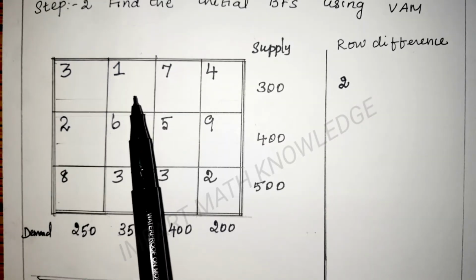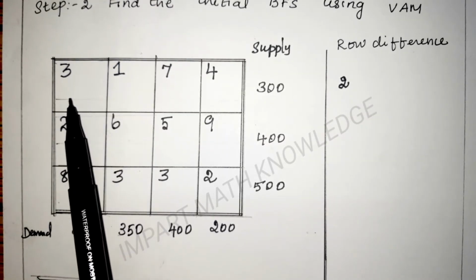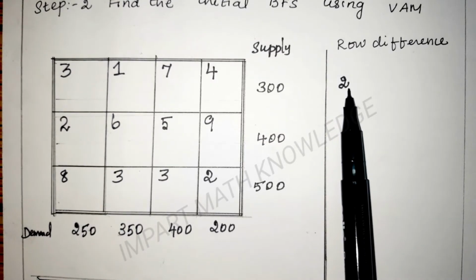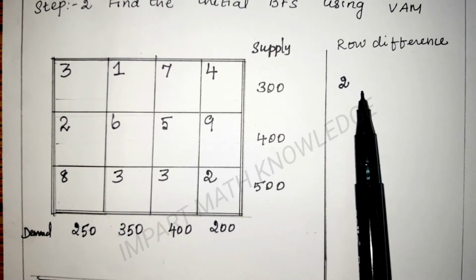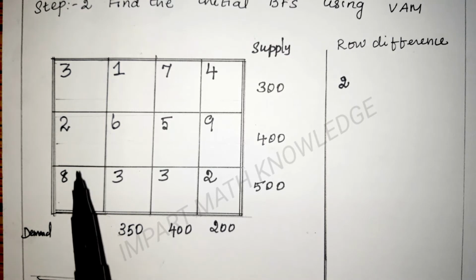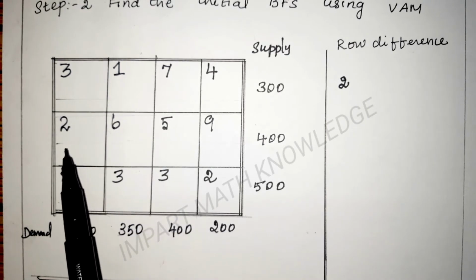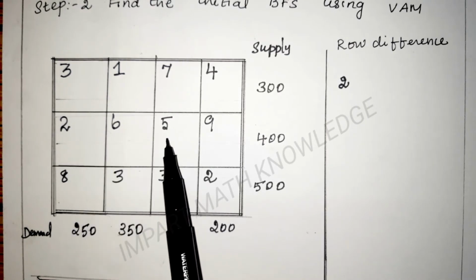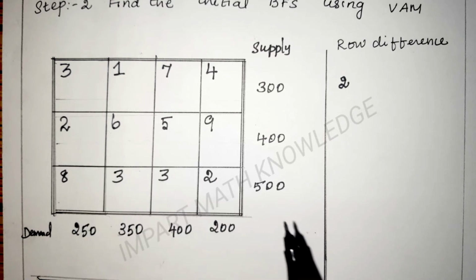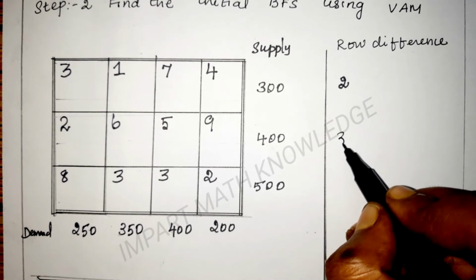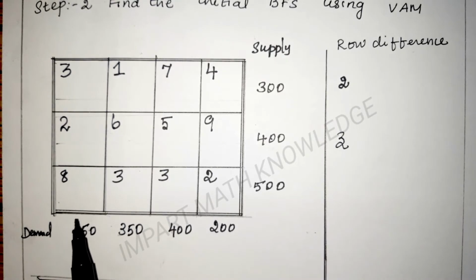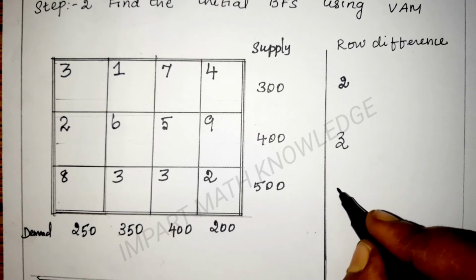The first row, the least number is 1 and the next least is 3. The difference is 2. You have to write the difference along the side of the table. The next one, second row, the least number is 2. Next least is 5. The difference is 3. You have to write it here. The next one, the least number is 2 and the next least is 3. If you take the difference, the value is 1.